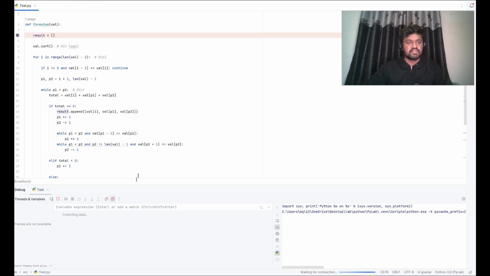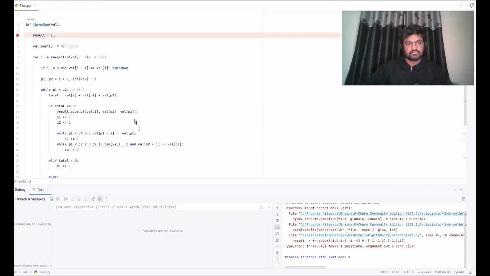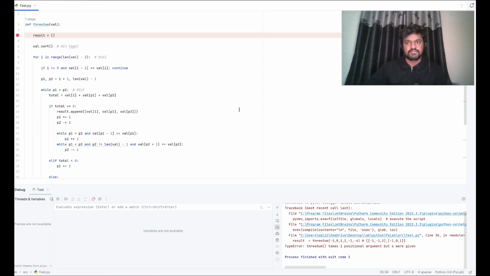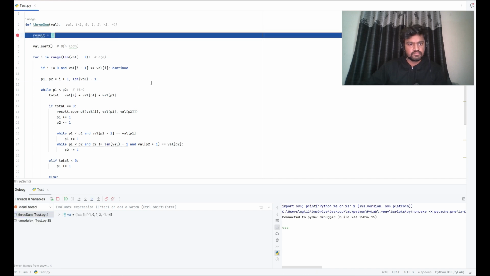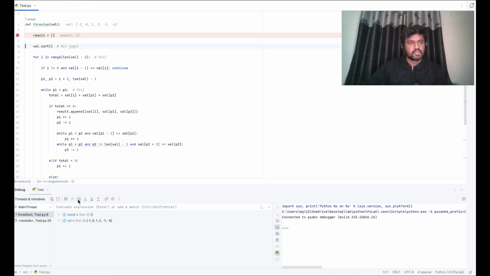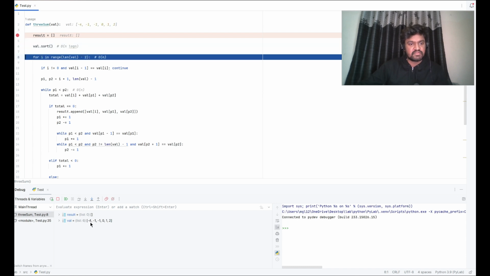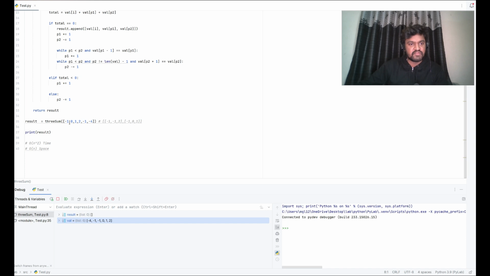We can see what's happening behind the scenes. Okay, there is an issue with this. Now we can run it. We have initialized the result, and we are sorting it. Earlier it was unsorted, now it is sorted. This is the value we have passed. Currently this value is present in val.